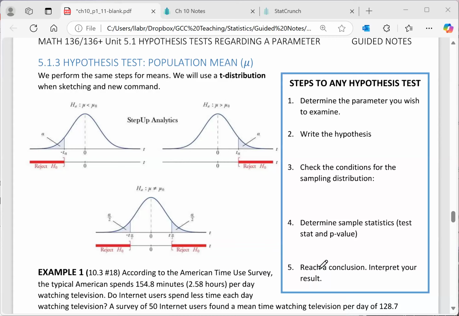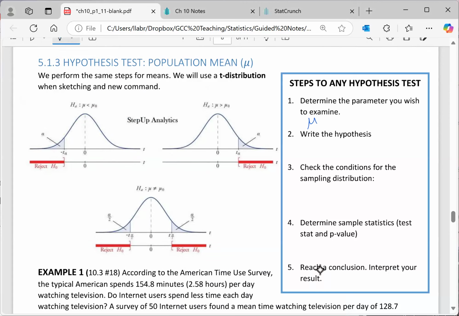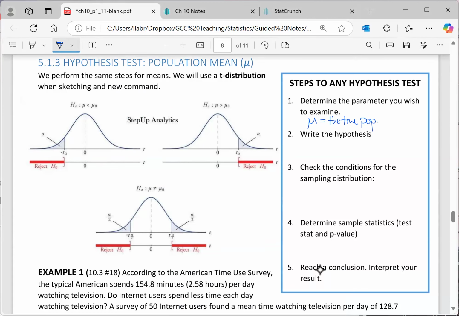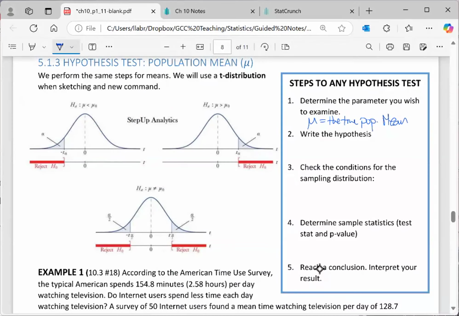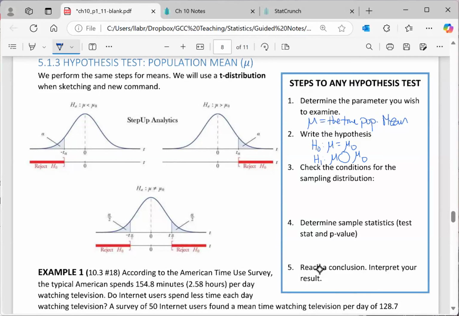Let's move on to hypothesis test for a population mean. So just to recap, it's pretty much going to be the exact same procedure here. Now, we know that we're going to be dealing with a population mean. So therefore, we're going to be saying that mu is equal to the true population mean. The hypothesis will now involve mu. It's going to be equal to some value. And the alternative, again, is up to us. So what do we believe is true about this parameter?